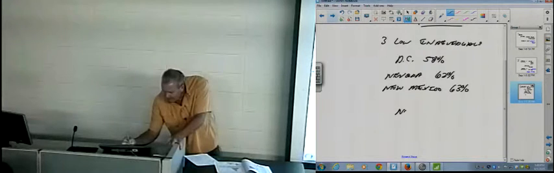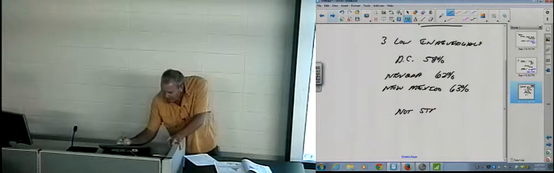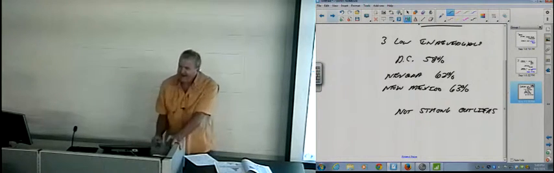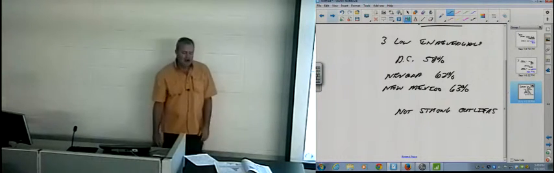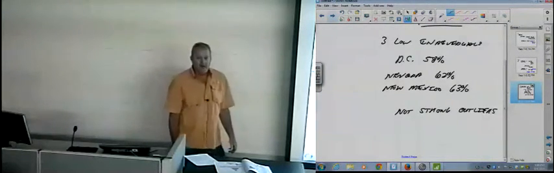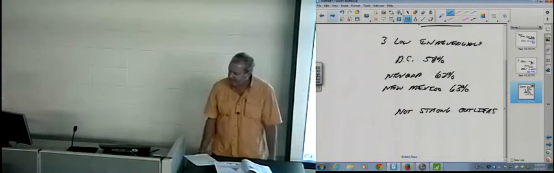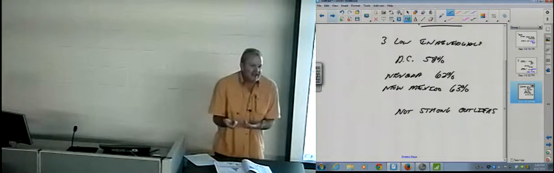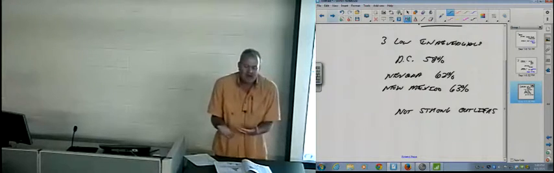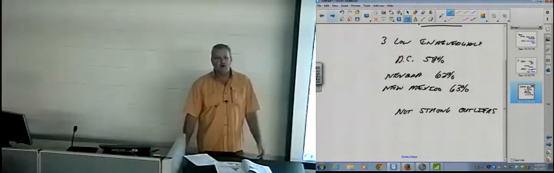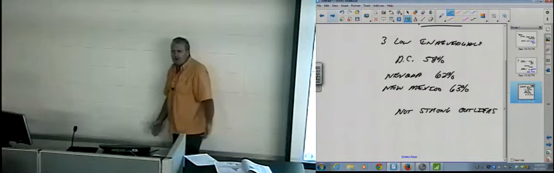Not strong outliers. Now, if you had a state that had 22% of their high school graduates graduating on time, that would be a strong one. That would be a long way away from the rest of them. But at 58, 62, 63, I understand there's a gap. These might be possible outliers. They're stuck a little bit out there, but they're not strong. They're not going to have a big influence on what we're wanting to do here.